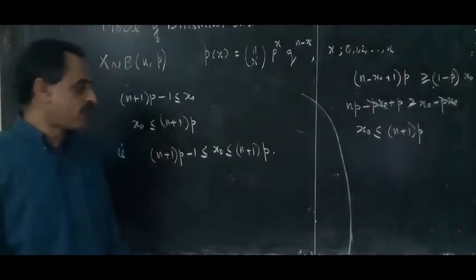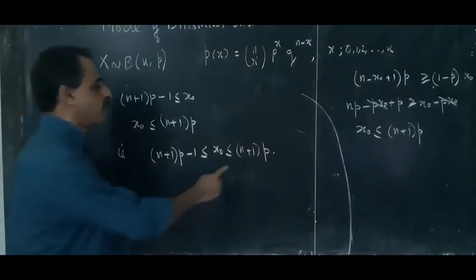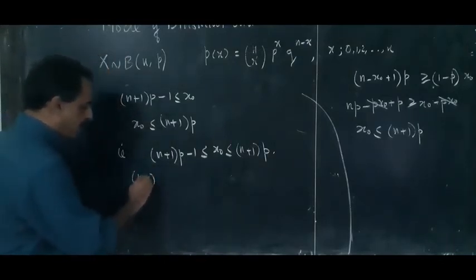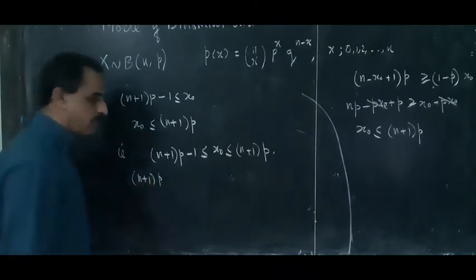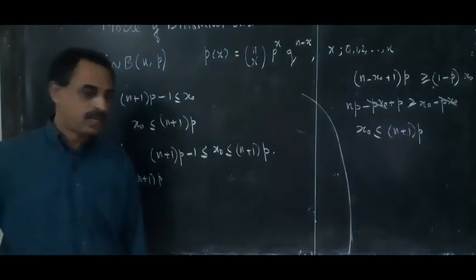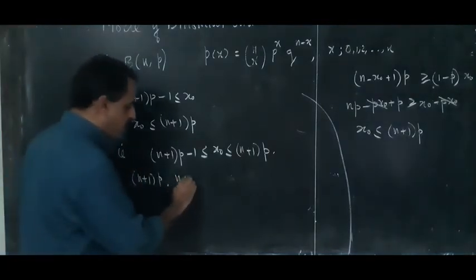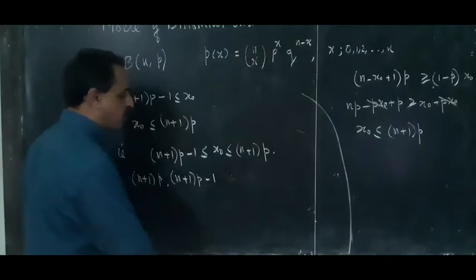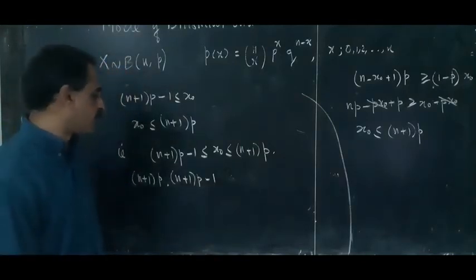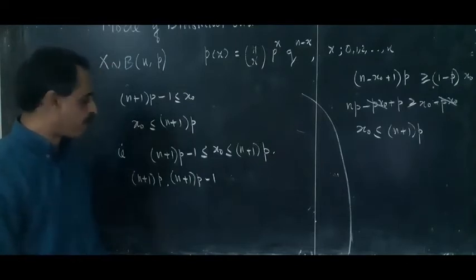Now we consider the case of the value of (n + 1) p. See, (n + 1) p may be a whole number or not a whole number. If (n + 1) p is a whole number, definitely (n + 1) p − 1 also will be a whole number. Okay, we can see numerical examples of this n and p later.